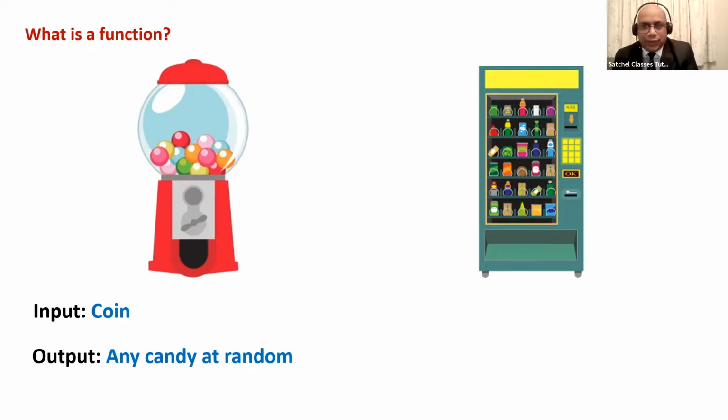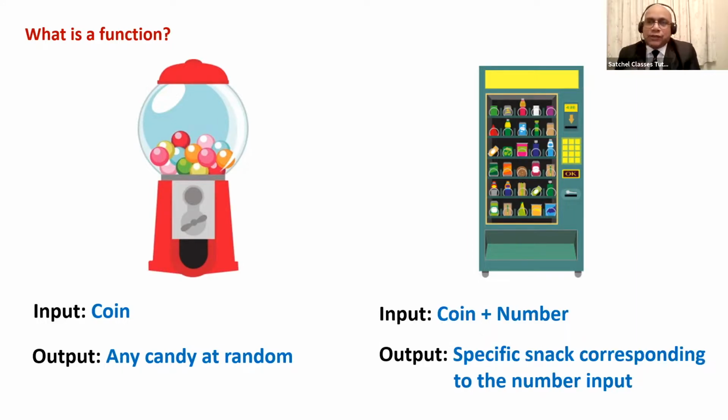Whereas in a snack vending machine, we input the coin and also a specific number. The snack which is given to us represents that specific number, right? A specific snack is given corresponding to the required input, right? Which means you can actually predict what snack can come out because you are the one who is inputting the number. So in the first case, it's not classified as a function because one input can give you many outputs.